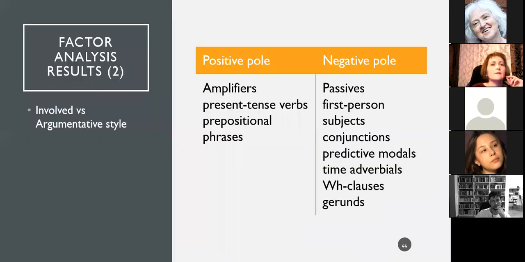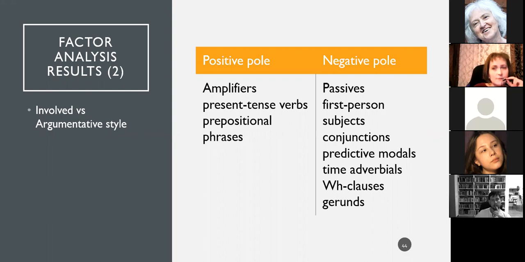So in light of the grouping of the features and their contribution, that is factor loadings, into such a factor, it was interpreted as involved versus argumentative style. On the one hand, this dimension is characterized by the salient frequencies of features with positive loadings, such as amplifiers, present tense verbs, and prepositional phrases, which commonly function as situational adverbials.